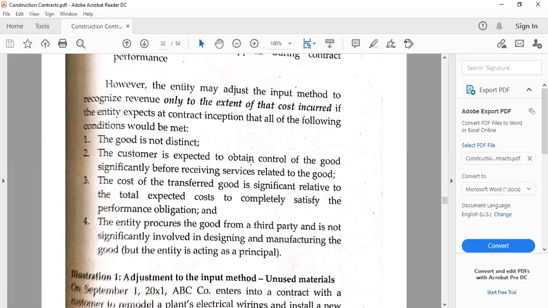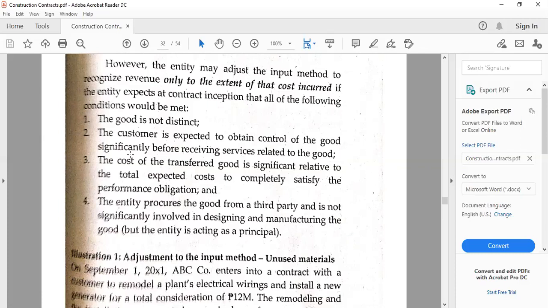Here are the following items. The good is not distinct. The customer is expected to obtain control of the good significantly before receiving services related to the good. Then the cost of the transferred good is significant relative to the total expected cost to completely satisfy the performance obligation, and the entity procures the good from a third party and is not significantly involved in designing and manufacturing the good, but the entity is acting as a principal.